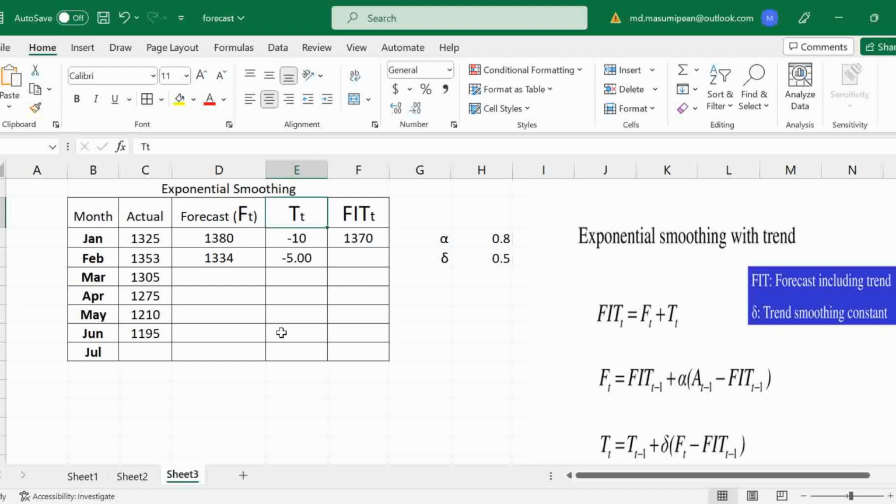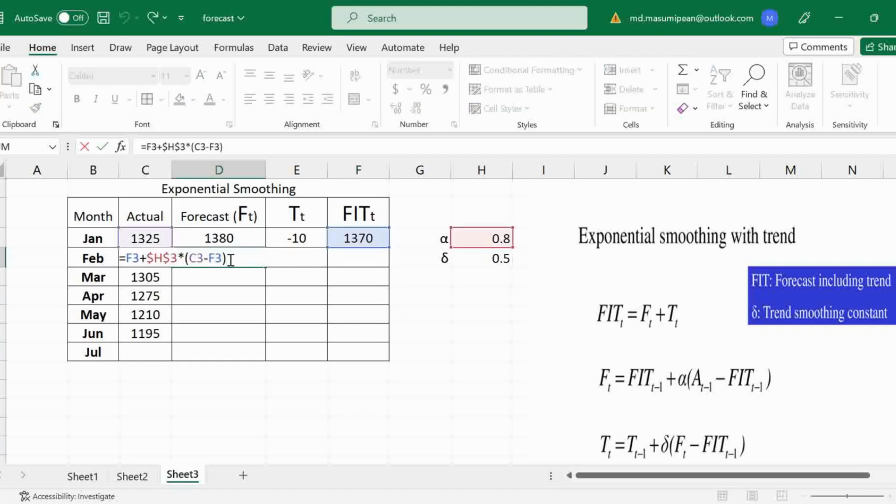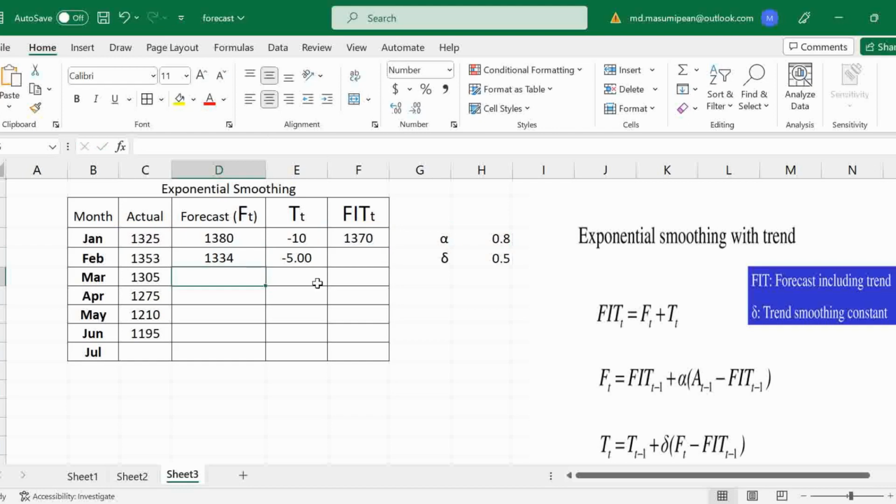So what are the methods of calculation? First of all, for calculation of FIT, we need the sum of FT and TT. For FT, it will be the previous forecast plus the smoothing factor multiplied by the deviation of the previous demand and the previous exponential smoothed forecast.